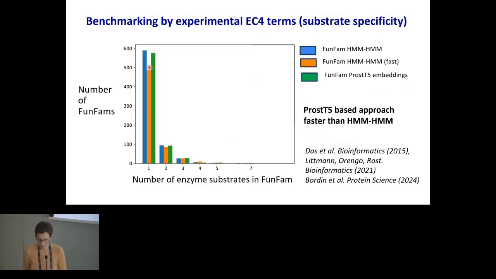But you can see that it's still not perfect, because what I'm showing you here is the number of functional families that have a single functional annotation, which is what we want. And you can see that some families have got multiple annotations. The problem's not solved. This is a very difficult challenge, segregating functional groups. And it's something that's a key research area in my group.